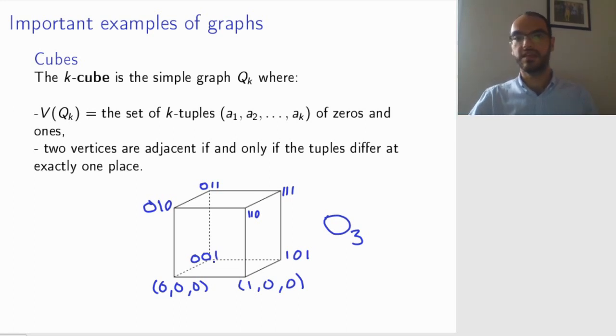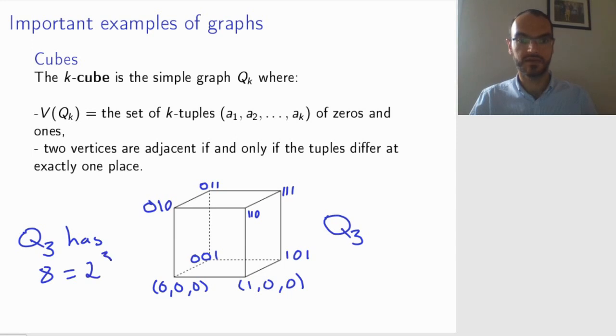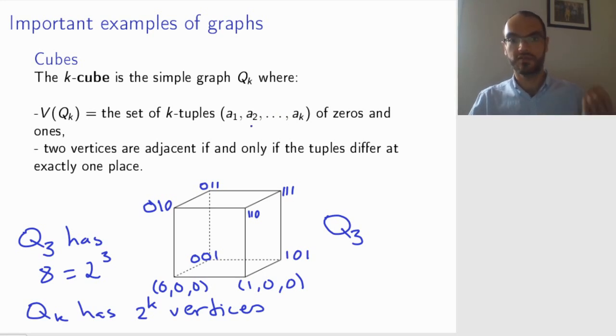So how many vertices does the k-cube have? Well, this is Q3, so a cube has 8 vertices. 8 is 2 to the power 3. And in general, Q_k has 2 to the power k vertices. Why is that? It's because each vertex consists of such a sequence. So each sequence has k places, and each place can be 0 or 1. So for each place in the sequence, you ask 0 or 1, yes or no. So 2 choices, and you have k times these 2 choices, independent of each other.